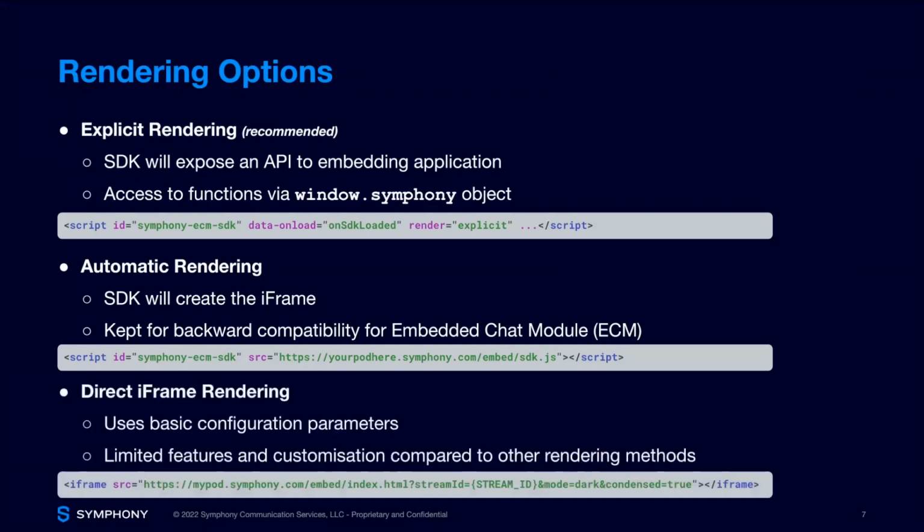And lastly, we have direct iframe rendering. This uses basic configuration parameters, but it does not allow for any of the advanced features offered through the SDK. So this should only really be used where using the SDK is not possible. So Kaosar, can you tell us how to load the ECP SDK?